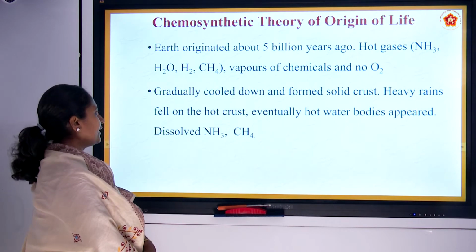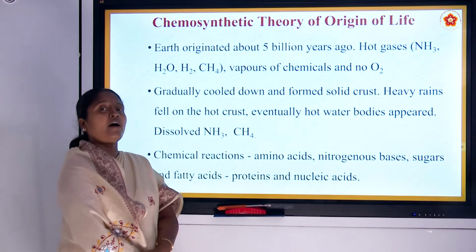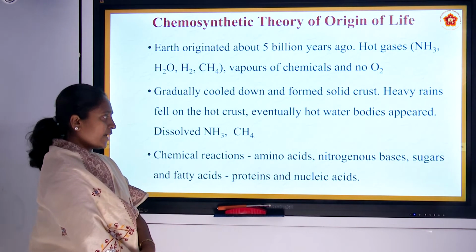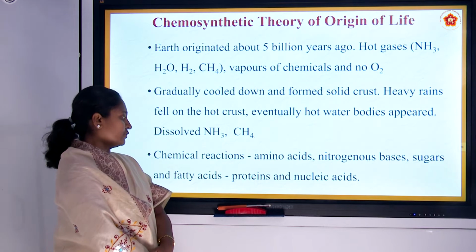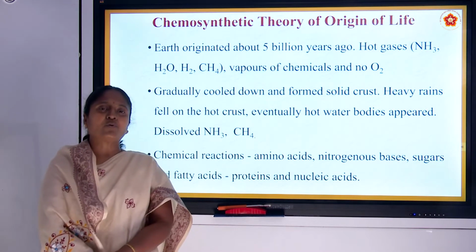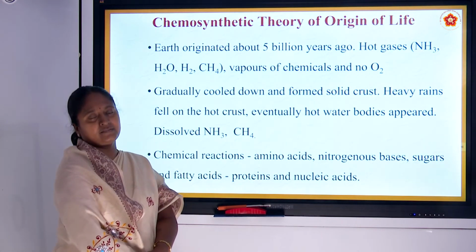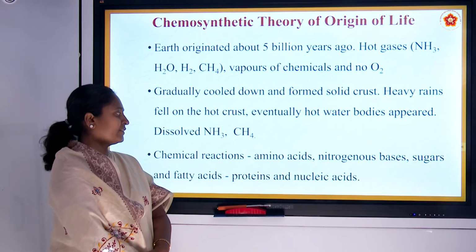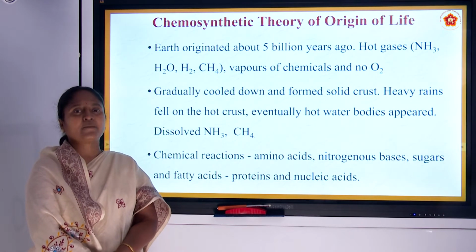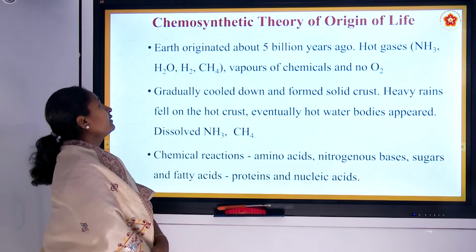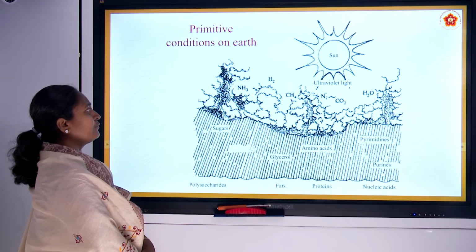This is what is explained in the chemosynthetic theory. Then chemical reactions happen in this hot body of water, where amino acids, nitrogen bases, sugar and fatty acids are produced, and from that the protein and nucleic acids originated. These are the simpler forms, right? Amino acids and nitrogen bases are the simpler forms. When many amino acids come together, they form protein. Similarly, the nitrogen bases along with the sugar and phosphate form the nucleic acid. This is how the chemosynthetic theory explains how life would have originated.